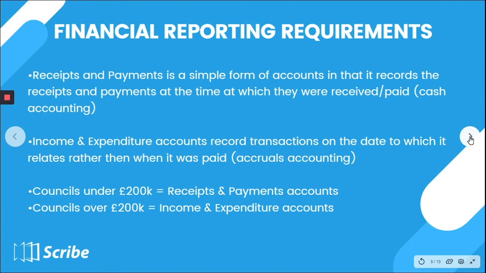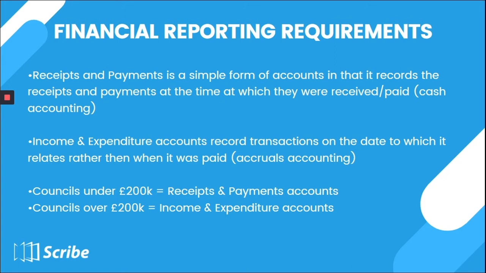Let's now look at the financial reporting requirements. There are two approaches that can be taken. Firstly, receipts and payments is a simple form of accounts in that it records the receipts and payments at the time at which they were received or paid, sometimes known as cash accounting. And there's also income and expenditure accounts, and this records transactions on the date to which it relates rather than when it was paid, and this is sometimes known as accrual accounting.